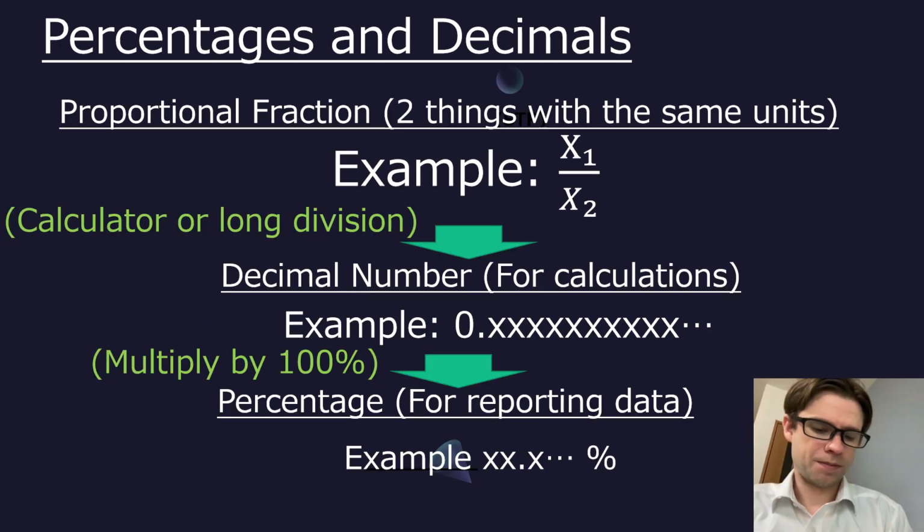Alright, a little bit of an extra note here. Percentages and decimals. So proportional fractions, these are when you make a fraction of 2 of the same thing, or 2 things with the same units. And usually when you make a fraction, that number on the top is going to be less than the total. So imagine I had 10 apples, and I set up this proportional fraction of 5 red apples. The rest are green, but I have 5 red apples over 10 total apples. So my proportional fraction here is 5 over 10.